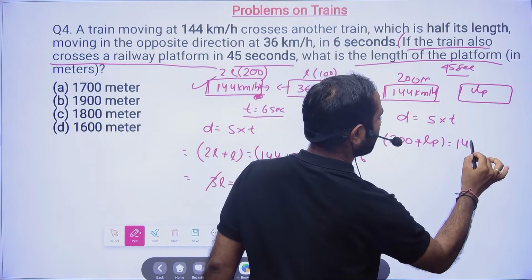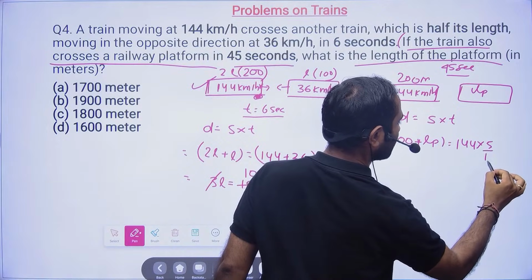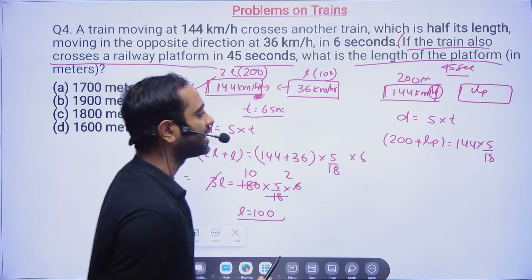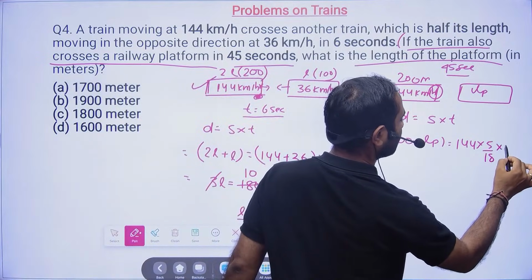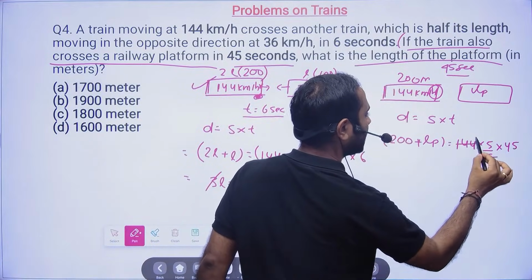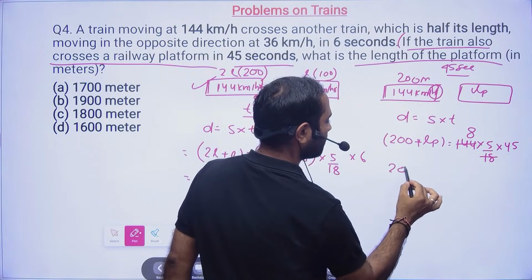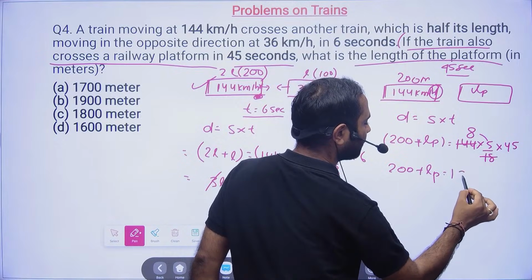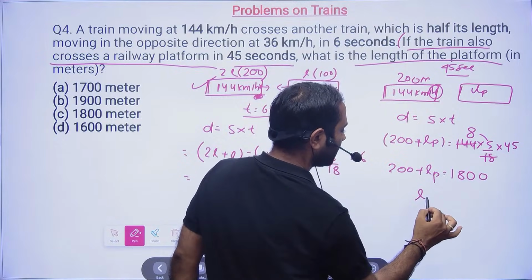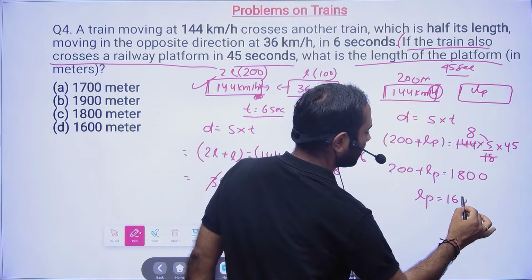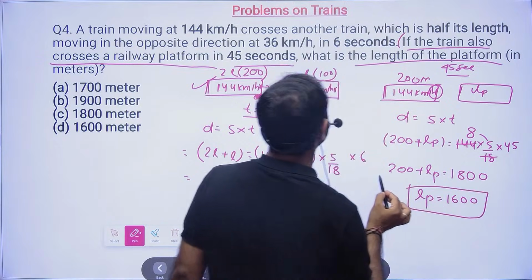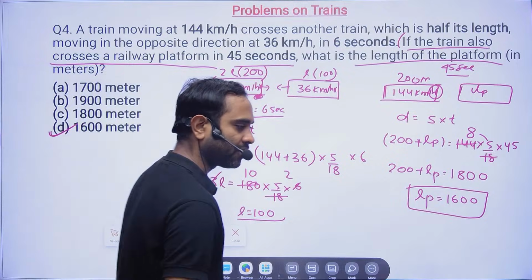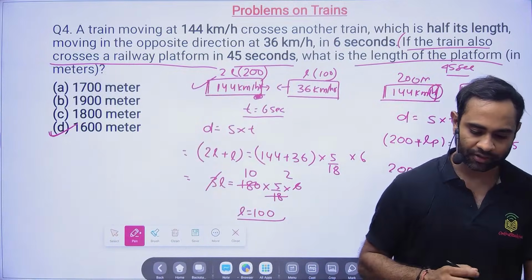What will be the speed? 144 kilometer per hour, convert into meter per second because an hour is 3600 seconds, so it will be a multiple of 5 by 18, and time is 45 seconds. 18 goes 8 times, so 200 plus length of platform will be equal to 40 into 45, which is 1800. So the length of the platform will be 1600, and that is what they are asking in the question. So the length of the platform is option D, and that is your correct answer.